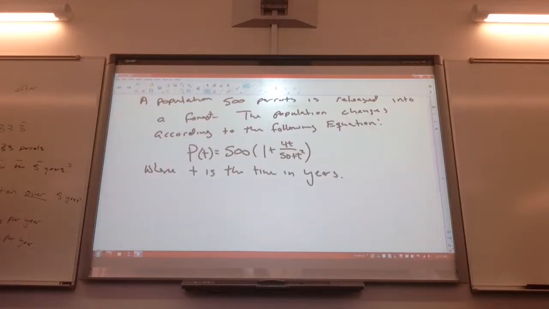This one, is it 50t squared? No, plus t squared. Did we do a little bit of this last year? We looked at something very similar to this last year. Yes, it looks really similar, because I like parrots.